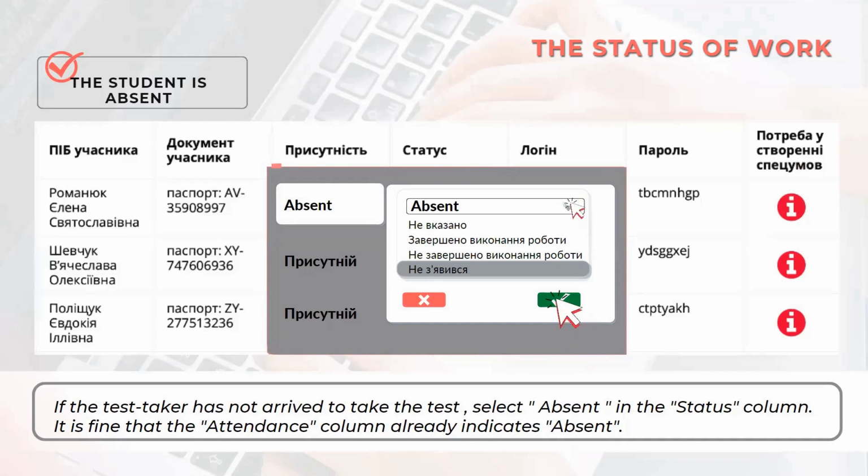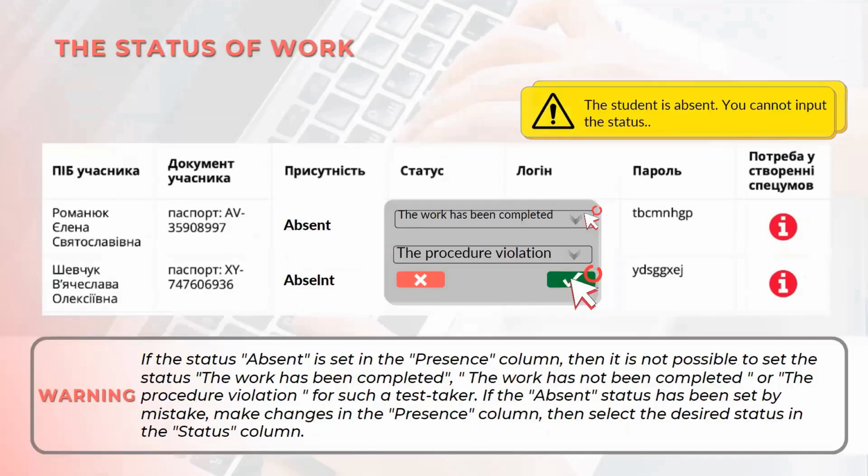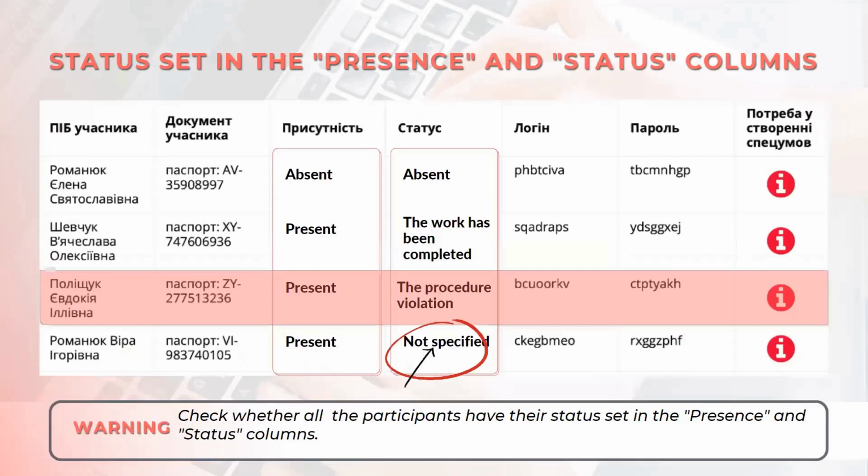Warning: if the status absent is set in the presence column, then it is not possible to set the status the work has been completed, the work has not been completed, or the procedure violation for such a test taker. If the absent status has been set by mistake, make changes in the presence column, then select the desired status in the status column. Check whether all the participants have their statuses set in the presence and status columns. Warning: the status not specified cannot be left for any student.